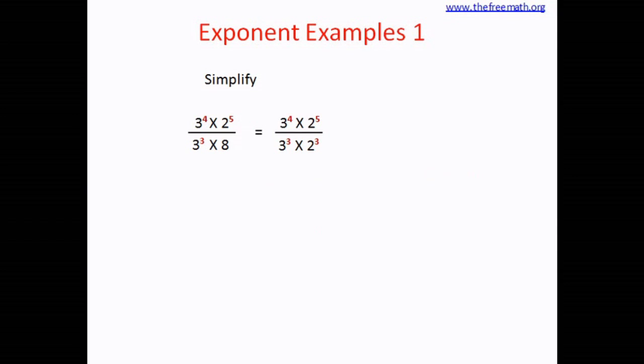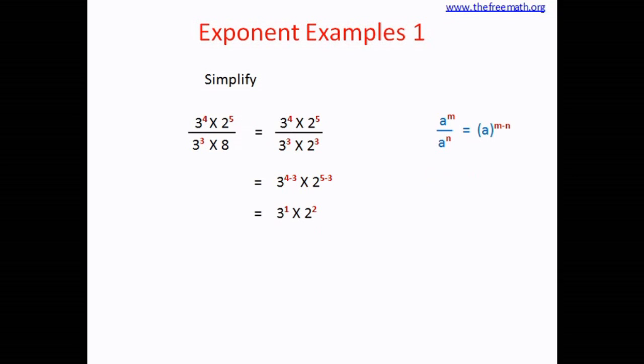Now what we can do is divide the numbers that have the same base. That means divide 3 to the power of 4 by 3 cubed and divide 2 to the power of 5 by 2 to the power of 3. And when we divide such numbers, we subtract the exponents. So our expression equals 3 to the power of 4 minus 3 multiplied by 2 to the power of 5 minus 3.